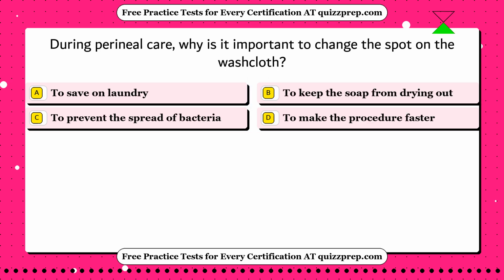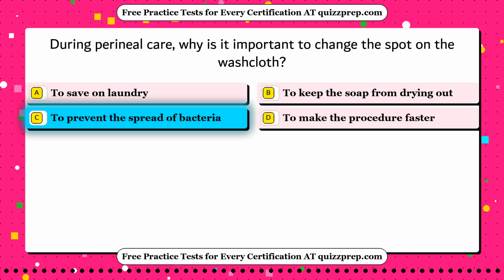Question 174. During perineal care, why is it important to change the spot on the washcloth? Option A, to save on laundry. Option B, to keep the soap from drying out. Option C, to prevent the spread of bacteria. Option D, to make the procedure faster.